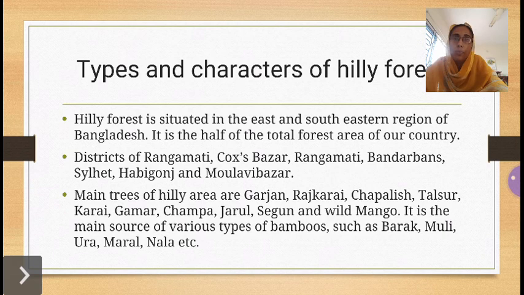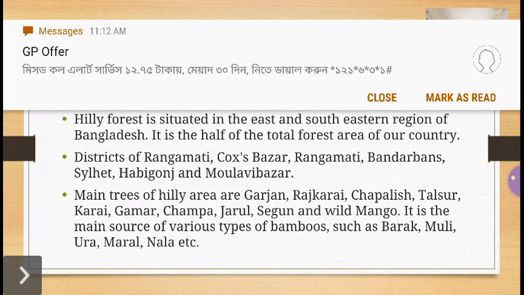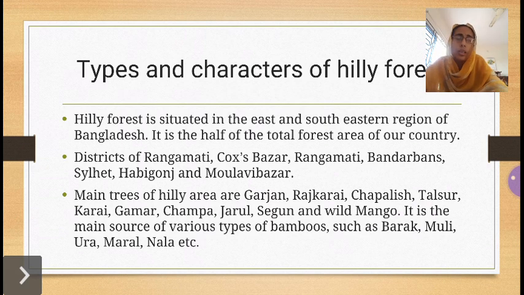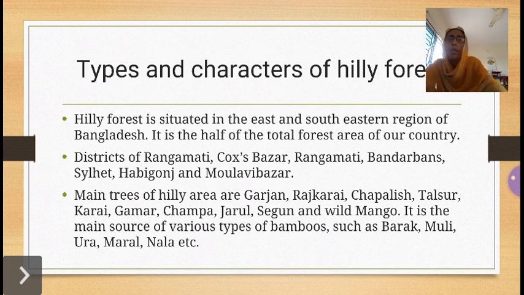For example, bamboo is a shrub. Cane is also included in shrubs, and these have several types of industrial uses as industrial raw materials. For that reason, not only wood, shrubs and herbs, but even forest animals and forest leaves are all included in forest resources. Okay, now we come to the first one, types and characters of hilly forest.